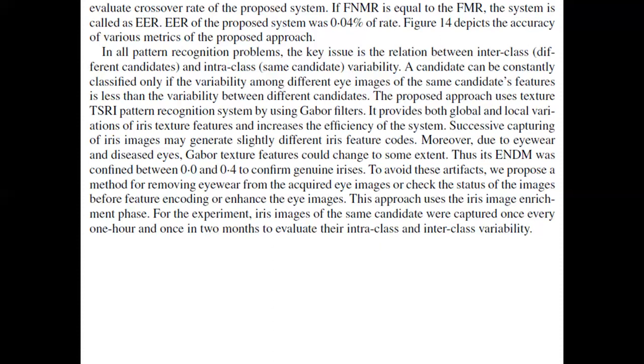It provides both global and local variations in iris texture features and increases the efficiency of the system, since successive captures of iris images may generate slightly different iris feature codes. Moreover, due to eye disease, Gabor features can change to some extent, and thus the Euclidean distance was confined between 0.0 and 0.4 to confirm genuine irises.